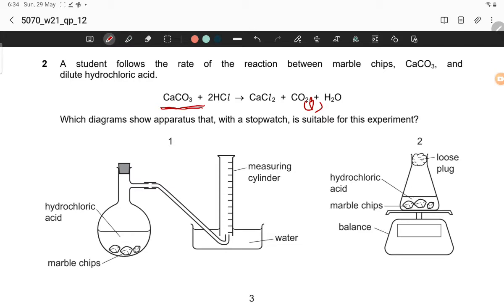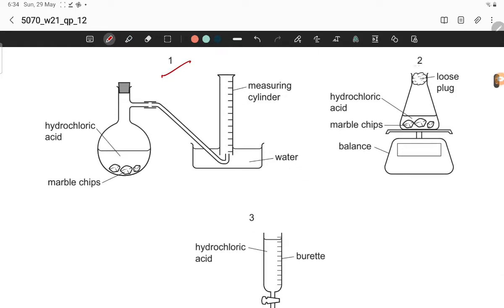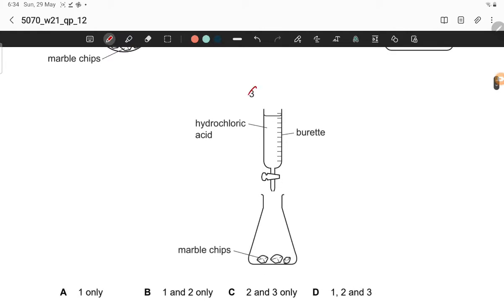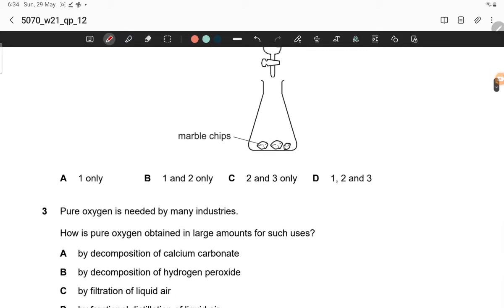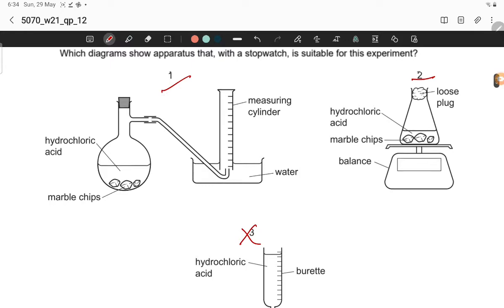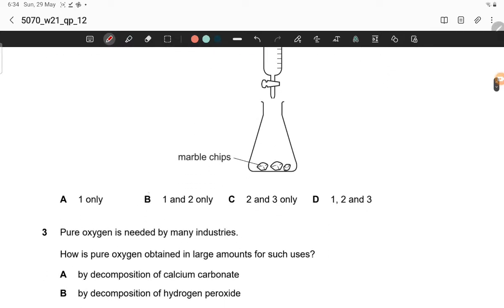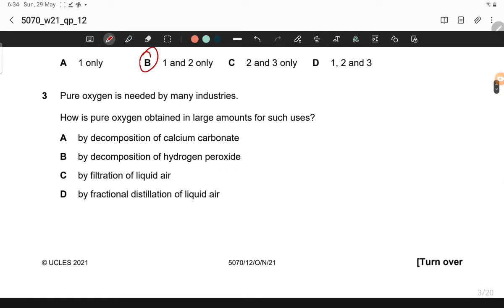So this can be used and this can be used. This can be used to measure the volume of gas, and this will be used to measure the mass of reactant used. So this cannot be used. So 1 and 2 is the correct answer. B is the correct option.